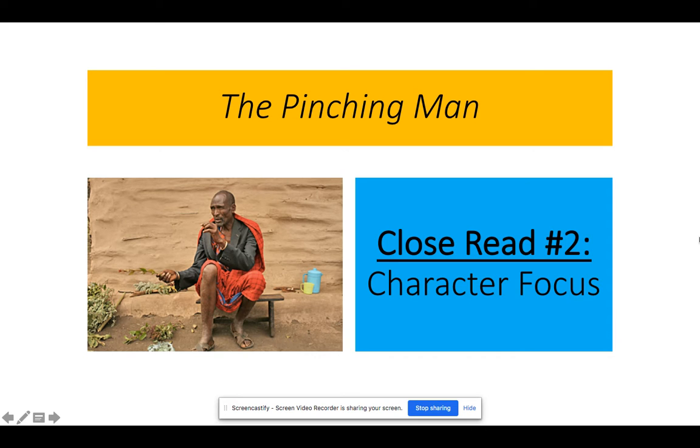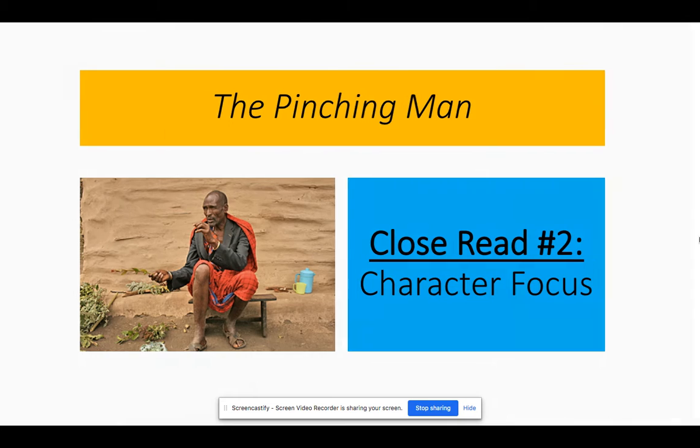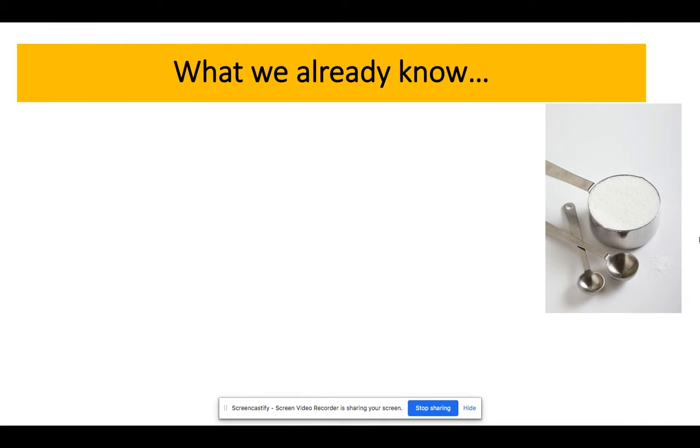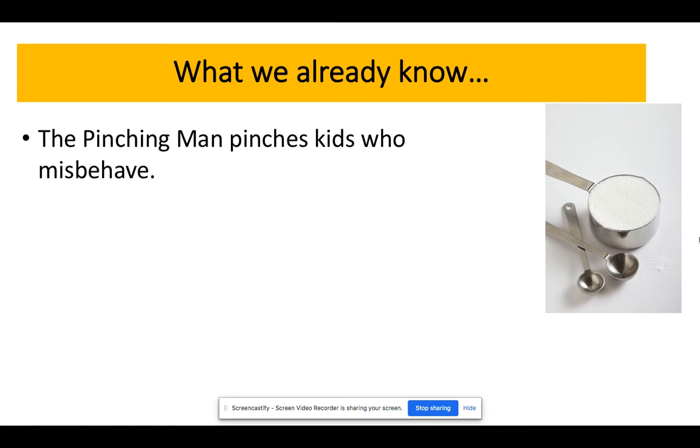The Pinching Man, close read number 2, character focus. All right, so on Monday, or whenever you did checkpoint number 9, we read a story called The Pinching Man. So what we know already is the Pinching Man is someone who pinches kids who misbehave.